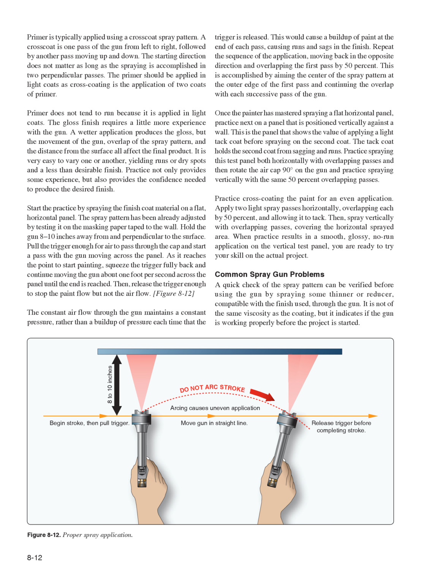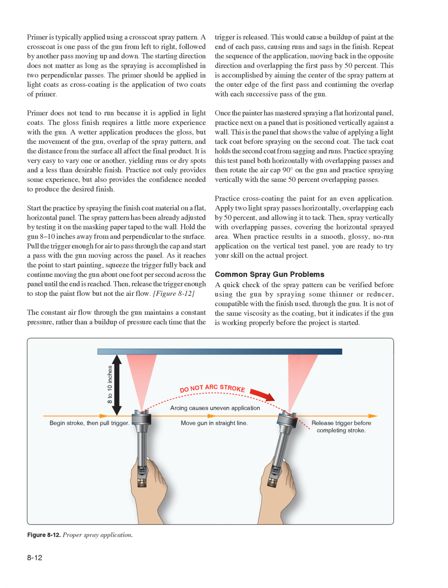Once the painter has mastered spraying a flat horizontal panel, practice next on a panel that is positioned vertically against a wall. This is the panel that shows the value of applying a light tack coat before spraying on the second coat. The tack coat holds the second coat from sagging and runs.